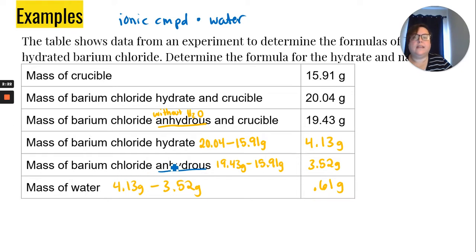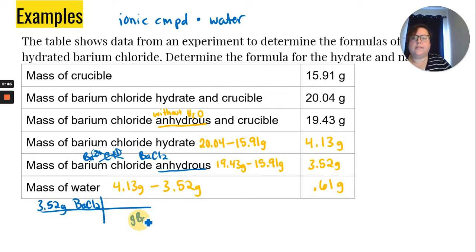So we want the mass of the anhydrous barium chloride. Barium is in group 2, so it's +2. Chlorine is in group 17, so it's -1. So when you cross your charges, it's BaCl2. So we take that 3.52 grams, and we're going to convert that to moles.